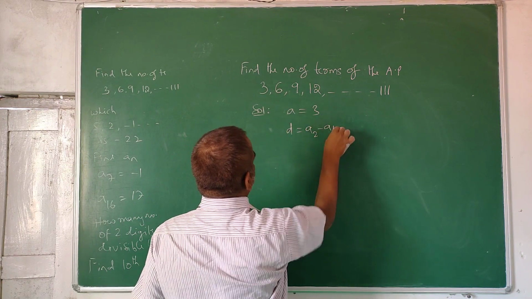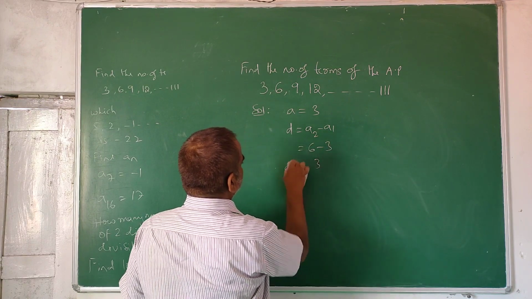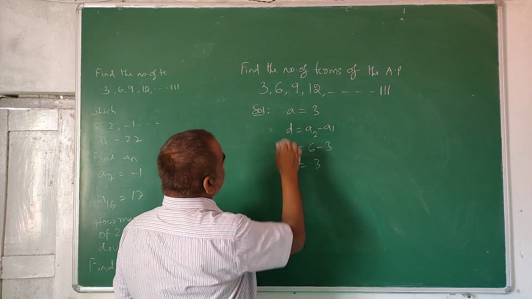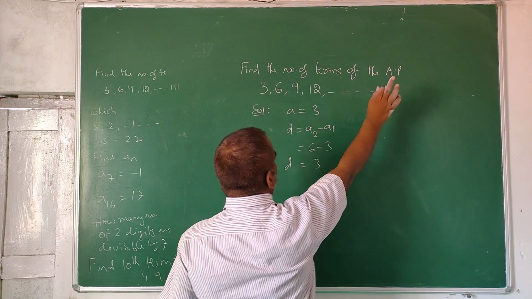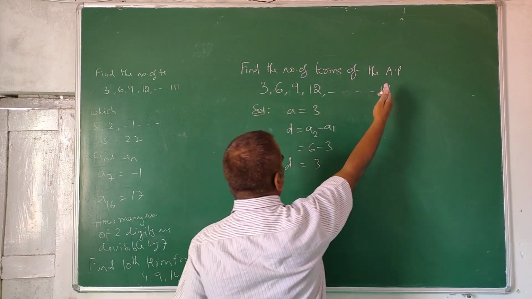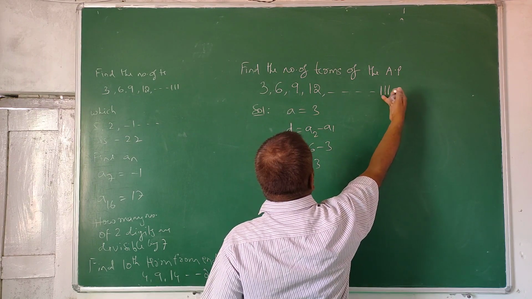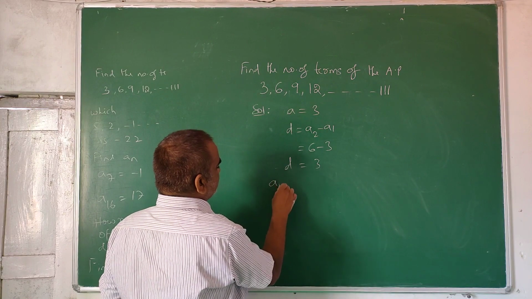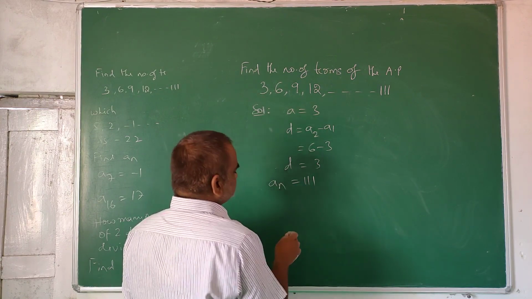A2 minus A1, which is equal to 6 minus 3, which is 3. So you take A and D. Now you need to find the number of terms of the AP. You can find it depending on the last term. Please consider that the last term is 111, which is AN.